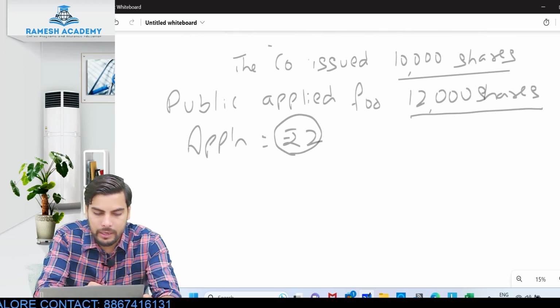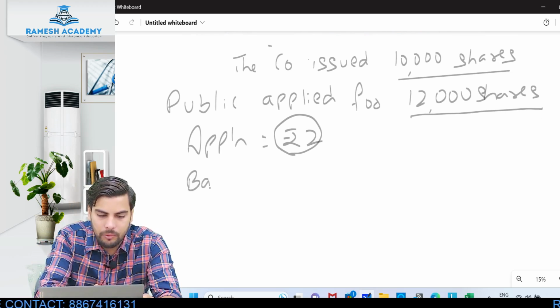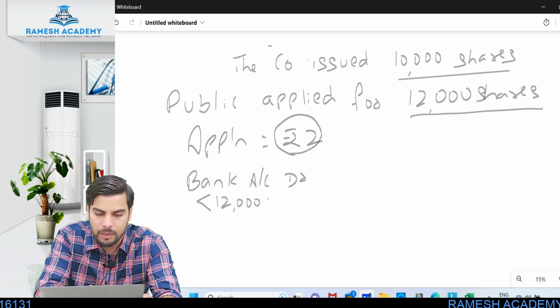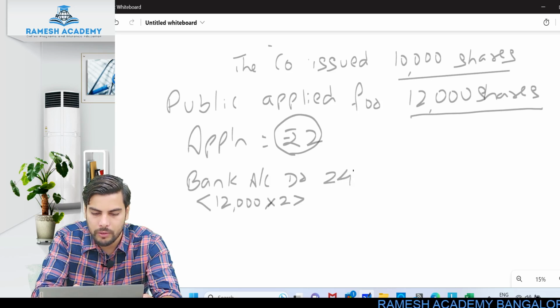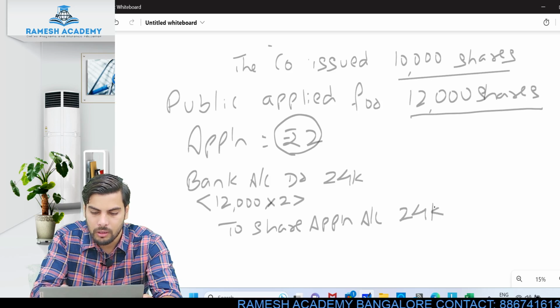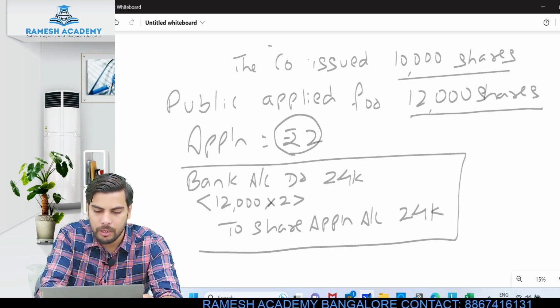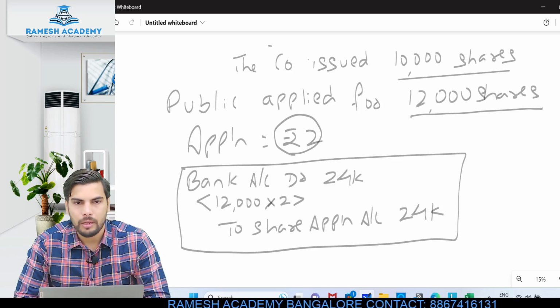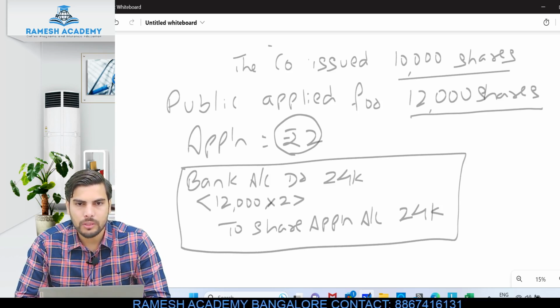Yes, the entry would have been like this. The company would have passed an entry like this: bank account debit. 12,000 shares is what is applied by the public at 2 rupees, so this would be 24,000 to what? To share application account. 24,000. This would be the journal entry which would have been passed by the company: bank account debit 24,000 to share application account 24,000.